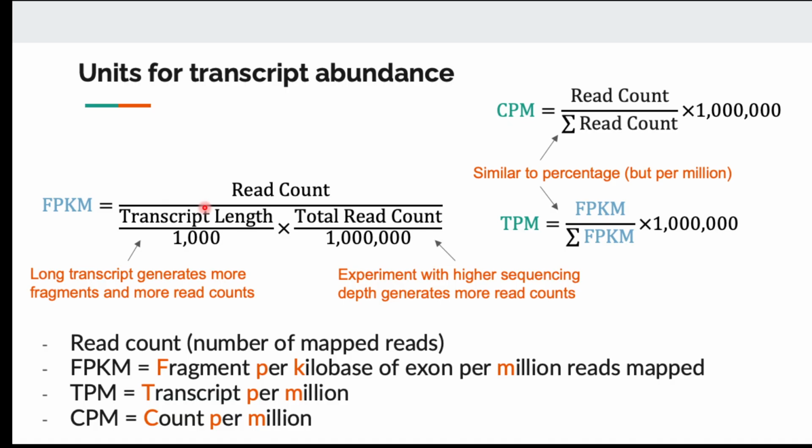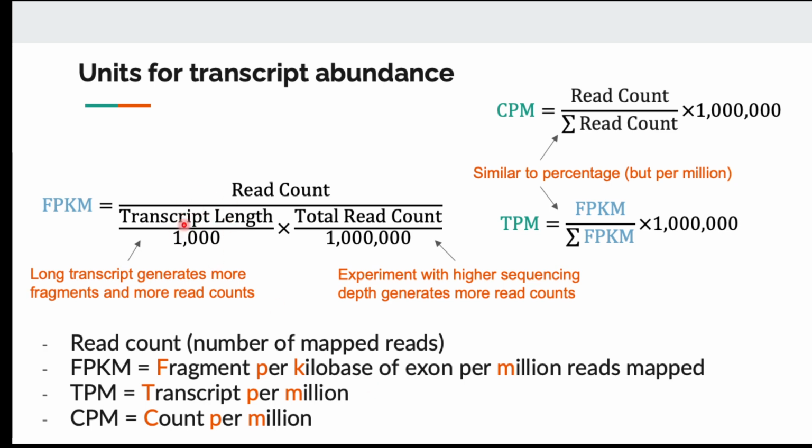So people first came up with the notion of FPKM, fragments per kilobase of exon per million reads mapped. So it basically spells out the normalization technique. You count the number of fragments, the number of reads. You divide it by two factors. First is the length of the gene.